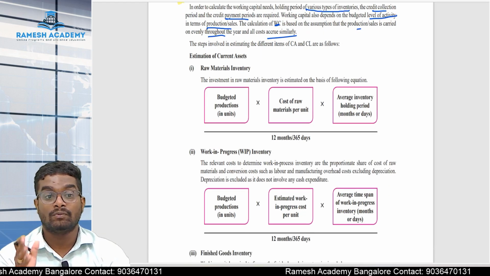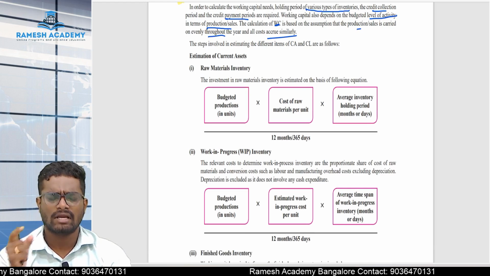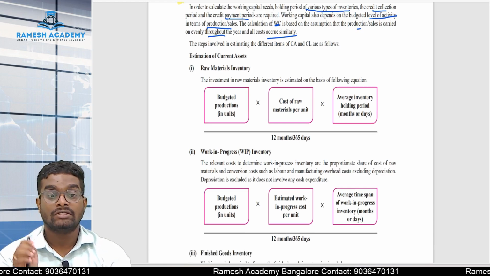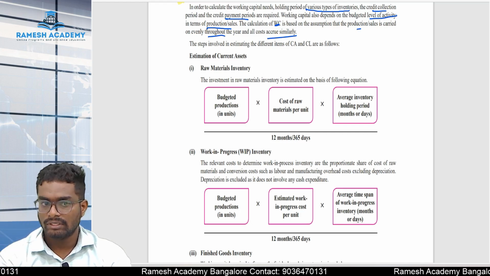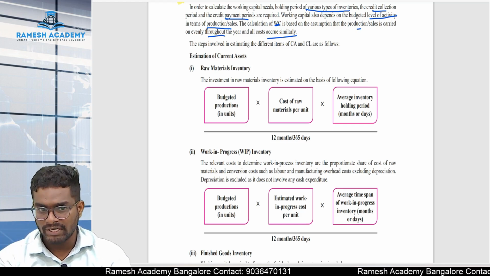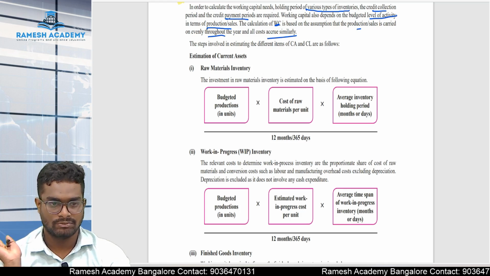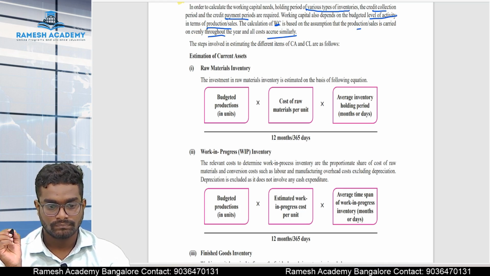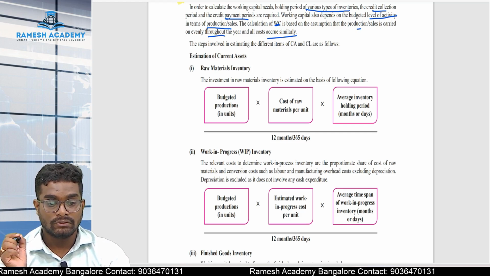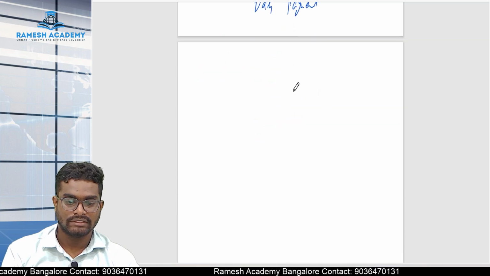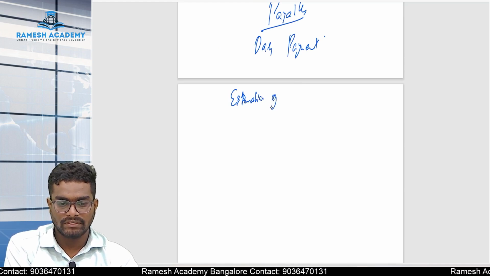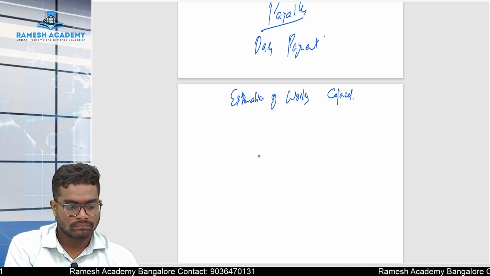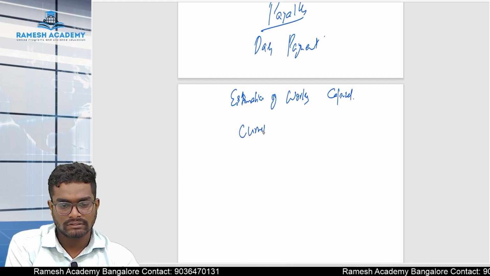So in order to find out how much working capital, we have to check what the formula is. Current assets minus current liabilities is the working capital. So what are the current assets? Inventory. In inventory we have 3: raw material, work in progress, finished goods; debtors, cash, prepaid expenses, and subtract the payables and outstanding expenses. Okay. So the first formula is the estimation of current assets. Estimation of working capital. So for that we need current assets.